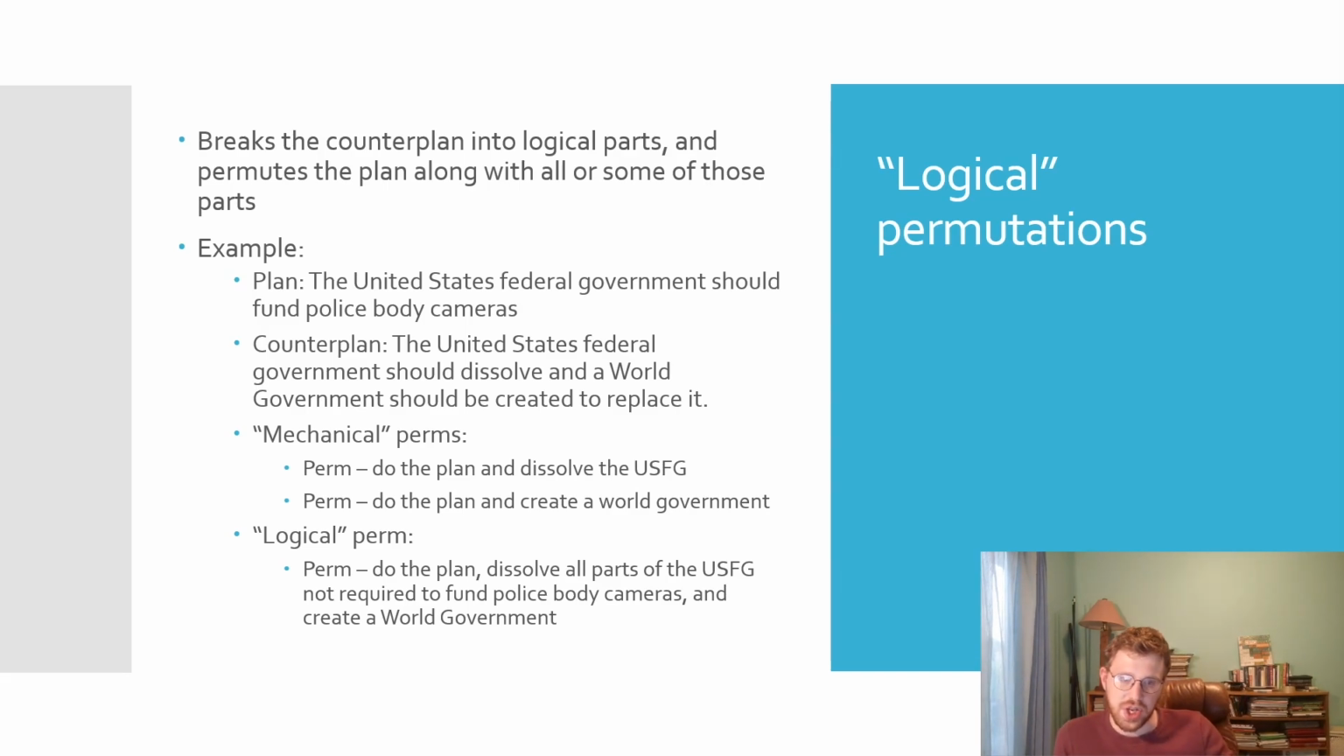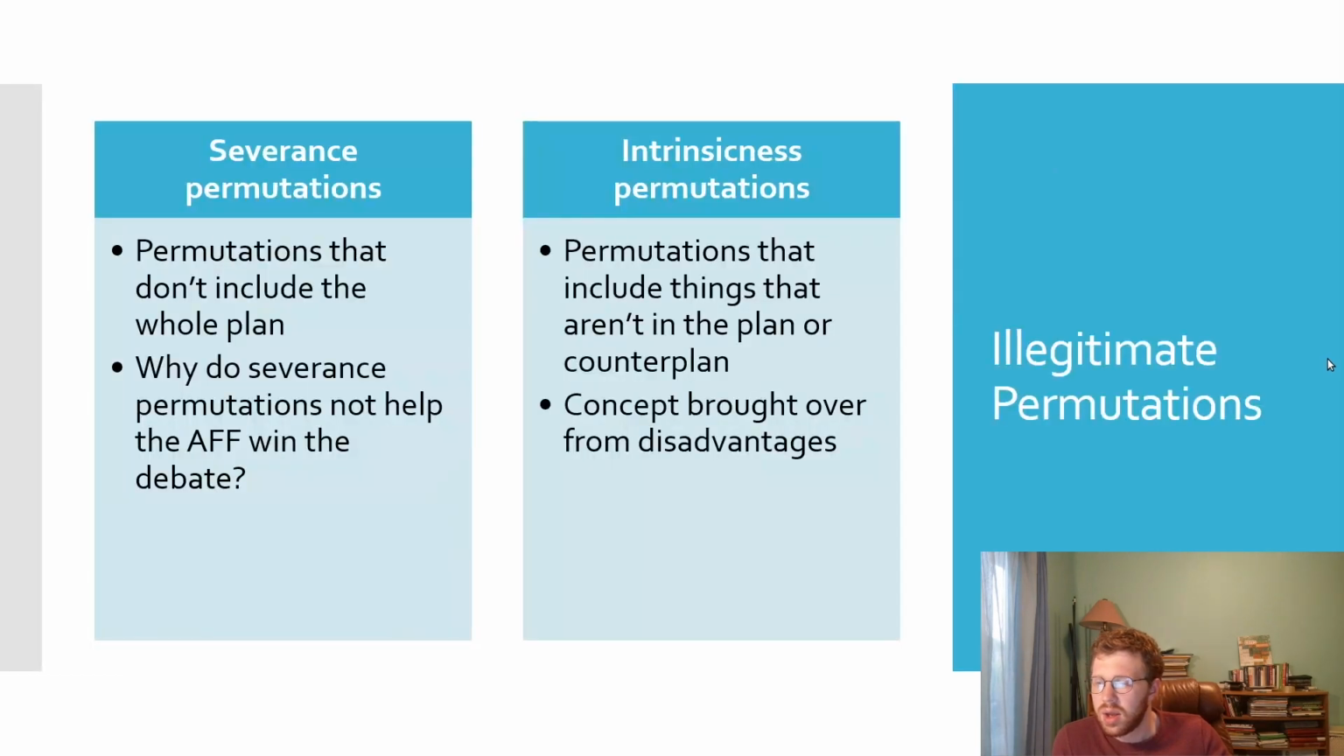While logical permutations were an innovation from this time period that caught on, a few other experiments were not quite as successful or helpful to evaluating counterplan competition. These are what we call today illegitimate permutations. One such experiment is called the severance permutation. This strain of argument would combine only part of the plan text with all or part of the counterplan, thus severing the part of the plan that linked to the counterplan's net benefit.